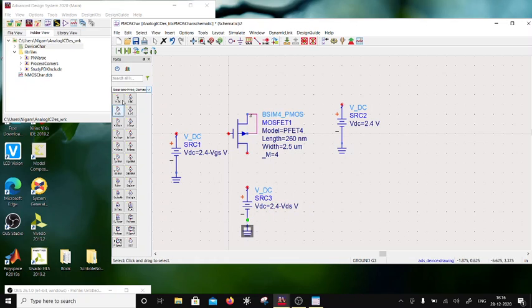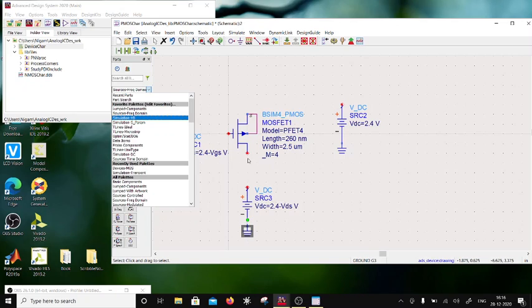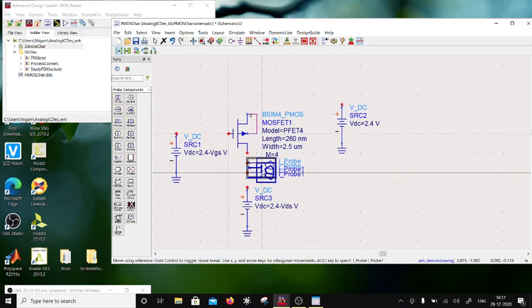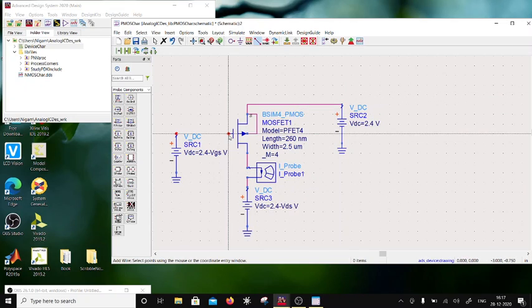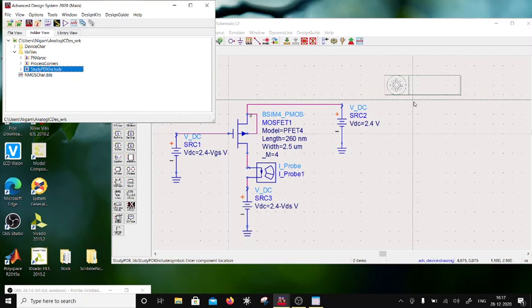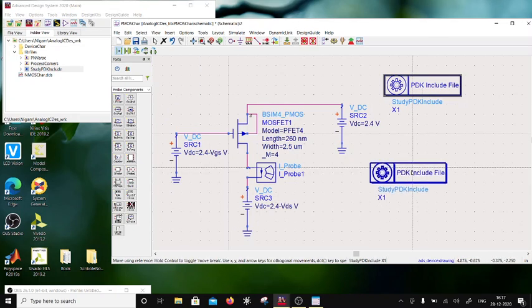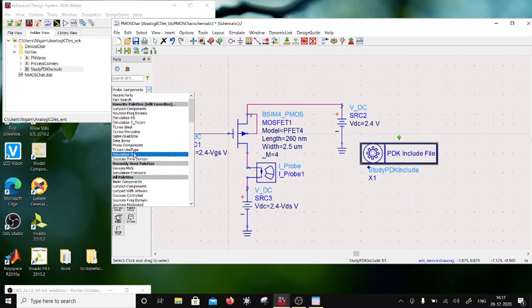Okay, and then I'm going to have a probe, and the anticipated direction of current will be out of the drain. So I'll go to the probe components, rotate it out, place it over here, and name this IDS. So all the currents are going to be negative now, if you see. Now all I need is the include file, and I need DC, because I am doing DC analysis.